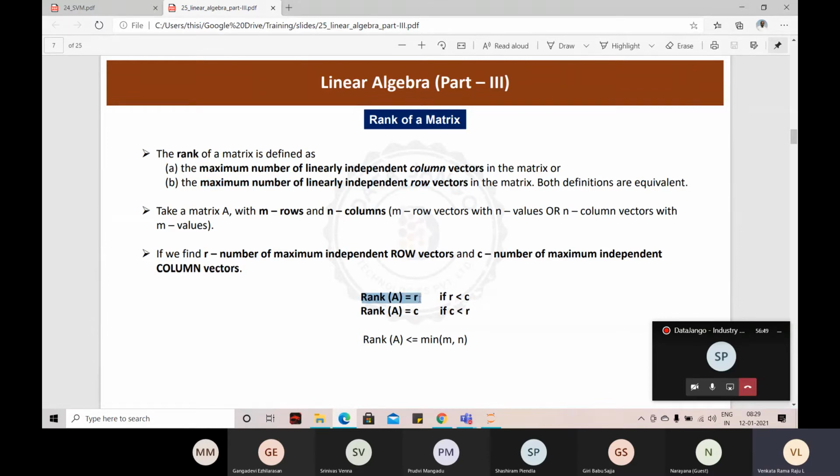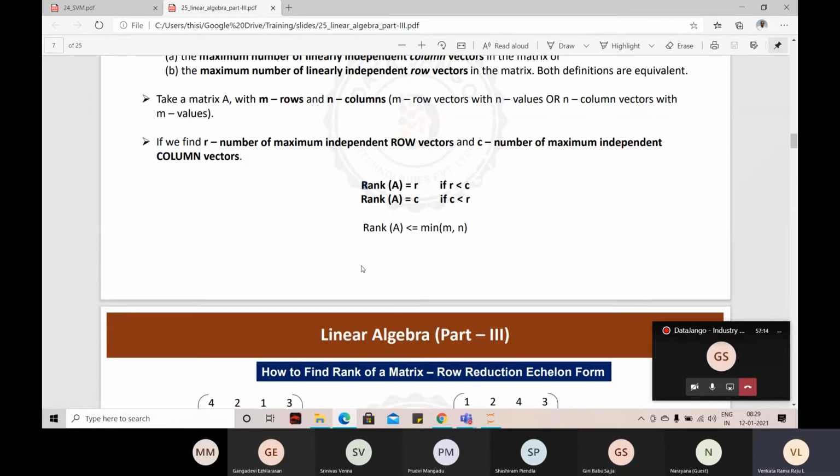See this, rank of A is equal to R if R is less than C. Rank of A is equal to C if C is less than R. R is the number of independent rows, C is the number of independent columns. Got it? Simple, right? Can you just show that example once again, sir? Yeah, I'll show that example and come back.